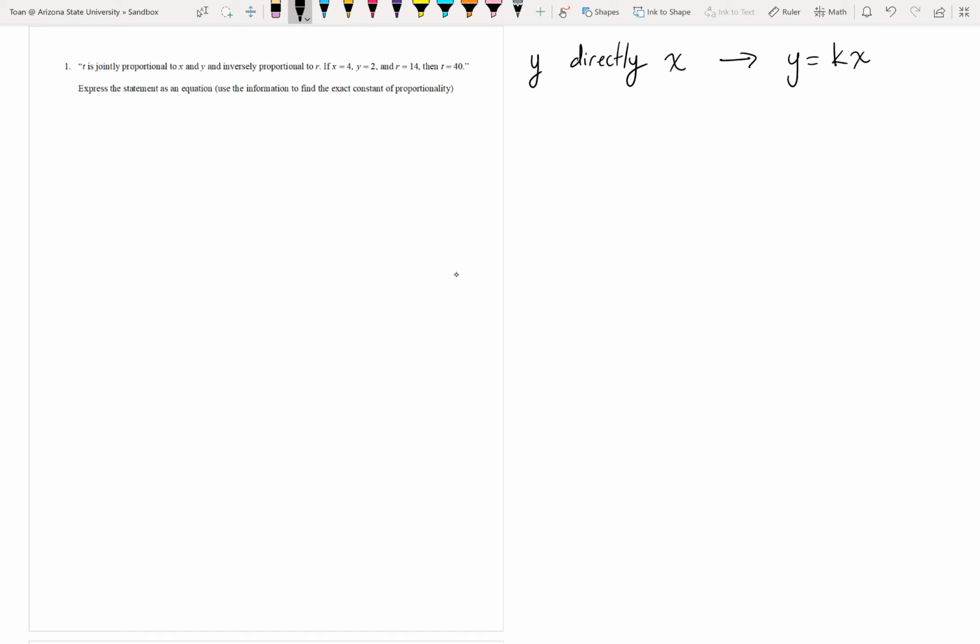Now, if the keyword is inversely, so those are the keywords you're looking for, either direct or inversely, this is the setup here, y equals k over x. And the idea is that if you have a direct proportion, notice how the variables are sort of like on the same level in the equation. There's no fractions, they're both in the numerator for directly proportional. But for inversely proportional, notice how the y is just a regular y, yet the x is in the denominator.